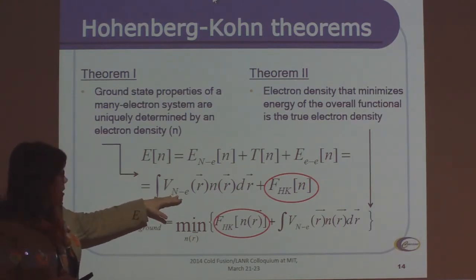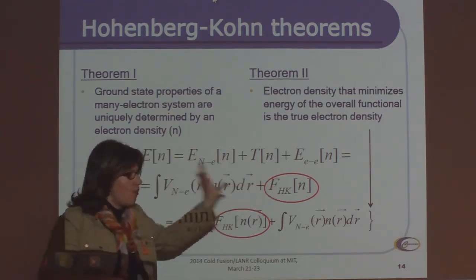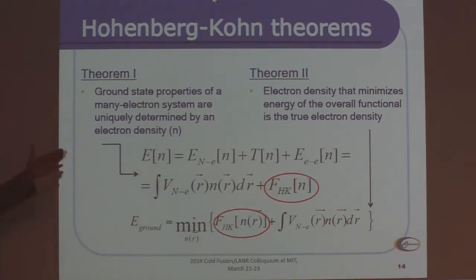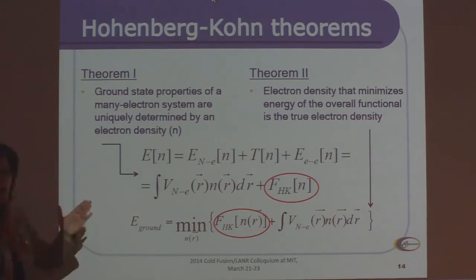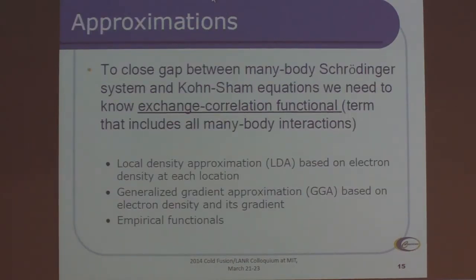We will talk about the potential that describes the nuclei and electron interaction. And then everything else, all other interactions, will go into this term. So then, according to the second theorem, we just minimize this expression and we get our true electron density. And everything would be peachy keen if we knew the exact form of this functional. So yes, to close the gap between the many-body Schrödinger system and the Kohn-Sham equation, we need to know the explicit form of that exchange correlation functional. And we don't know it.